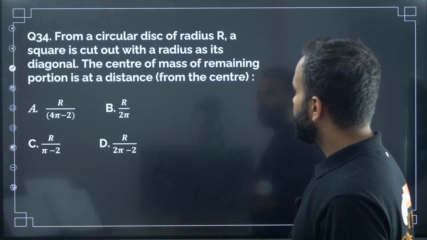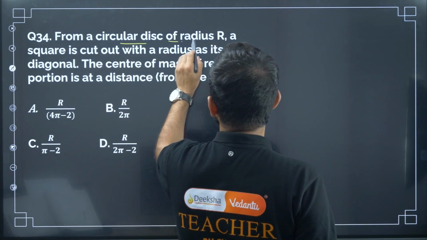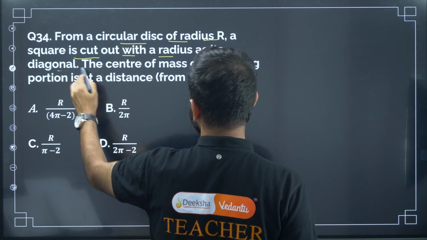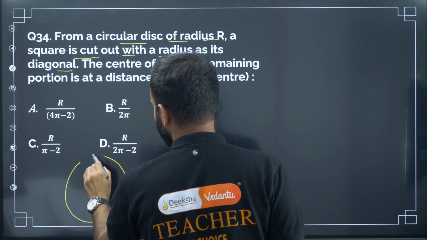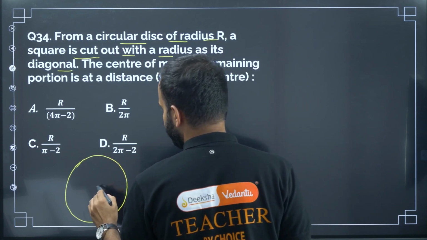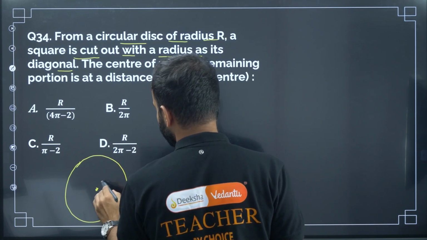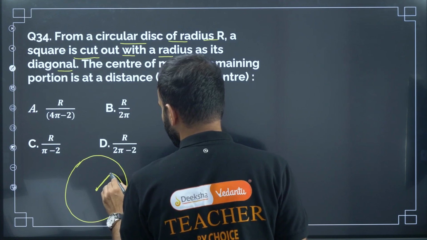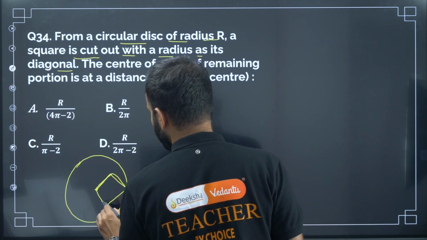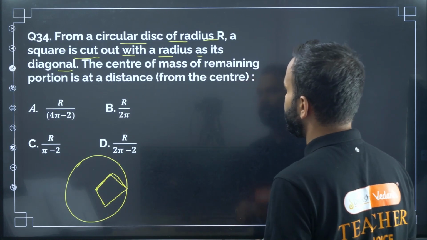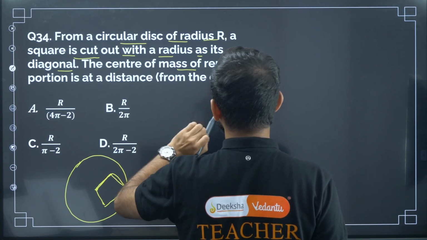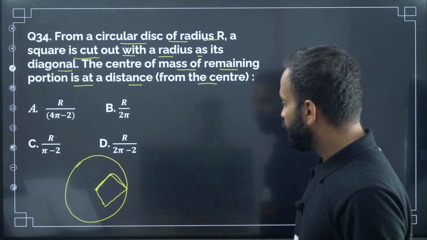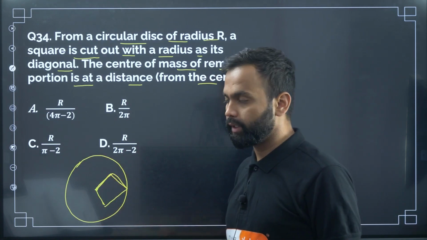Next question, question number 34. From a circular disc of radius r, a square is cut out with a radius as its diagonal. So this is the circular disc, and this is the center of the disc. Now a square is cut out, and the diagonal of the square is equal to the radius of this circular disc. The center of mass of the remaining portion is at a distance from the center. Now we need to find the center of mass of the remaining portion.